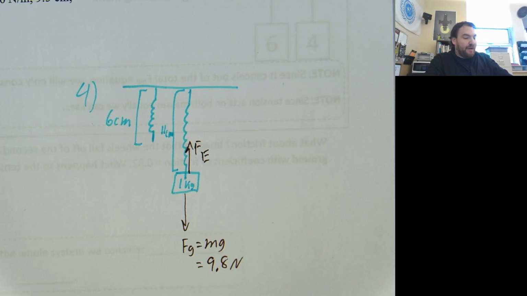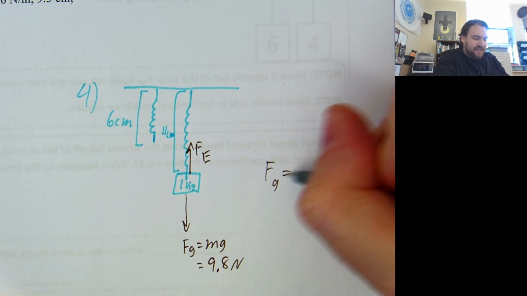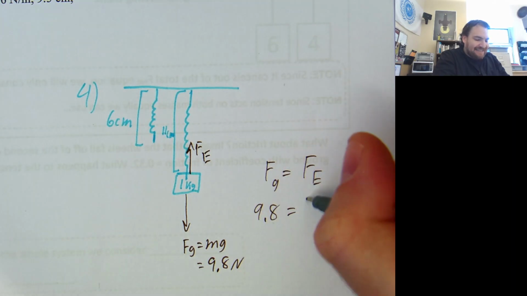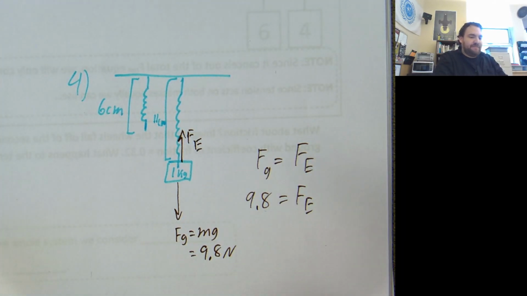And we want to find it. We don't know what Fe is, or actually we do know what Fe is. If that block's not moving, what's Fe? Sorry? No, it is not 0. Louder. Yes, the 9.8s. Yes. Why is it 9.8? Well, if the thing's not moving, Fg has to equal Fe. So that means Fg, which is 9.8, has to equal the spring force because this thing's at rest.